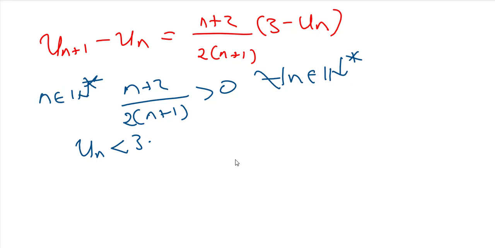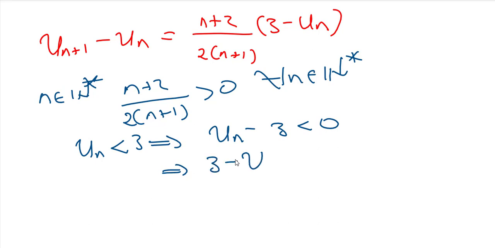And so if un is less than 3, what does this imply? This means that un minus 3 is less than 0. But we are looking for 3 minus un to know the sign. So if I multiply all through by a negative sign, the sign of the inequality will be reversed. So I will have 3 minus un will now be greater than 0.